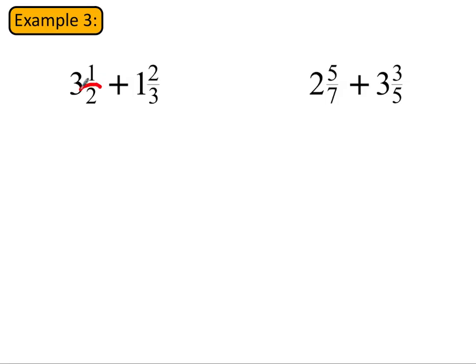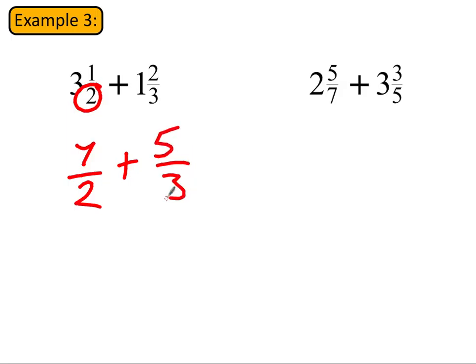Now the most important number here is this one, this denominator. This tells us we're dealing with halves throughout. So we want to write 3 and a half in terms of halves. So in 3, we've got 6 halves, and the 1 half left over, so we've got 7 halves. And in 1 and 2/3, we're dealing with thirds here. We've actually got 5 thirds in 1 and 2/3.